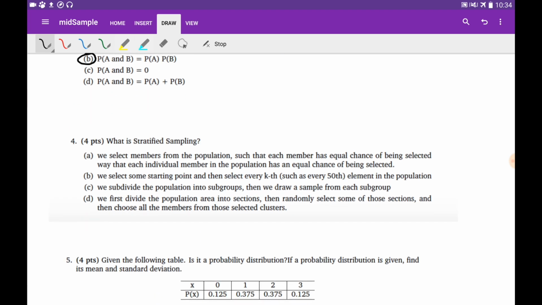What is the stratified sample? I think we need to choose option C. We subdivide the population into subgroups, then we draw a sample from each subgroup. It's called stratified sampling.